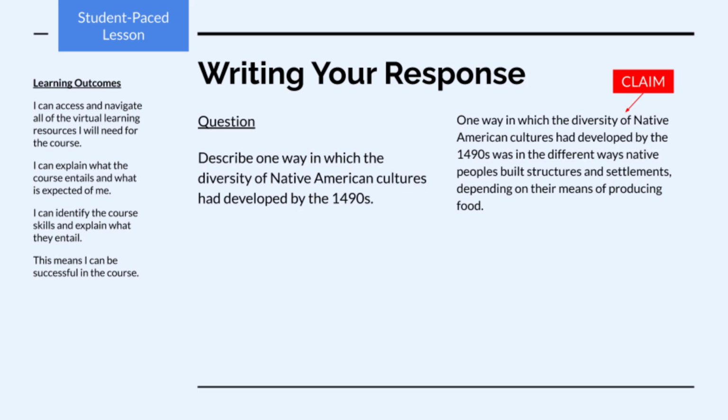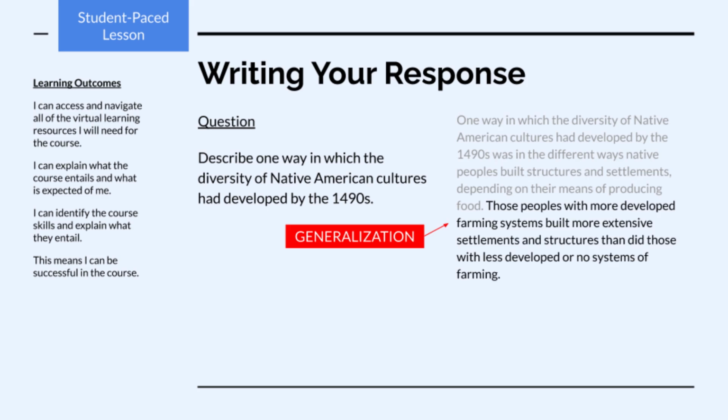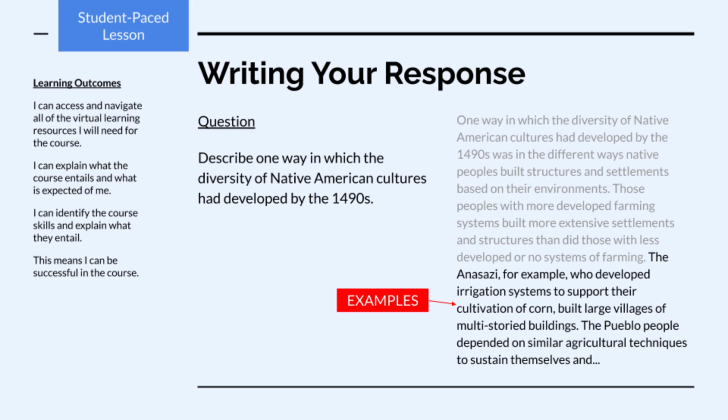You never want to include irrelevant information just to prove that you know it. So if I were responding to our question here, I might start with a claim like this. One way in which the diversity of Native American cultures had developed by the 1490s was in the different ways Native peoples built structures and settlements depending on their means of producing food. I now need to back up my claim with the generalization that I came to earlier. Those peoples with more developed farming systems built more extensive settlements and structures than did those with less developed or no systems of farming. Then finally, I want to illustrate my generalization with specific relevant examples.